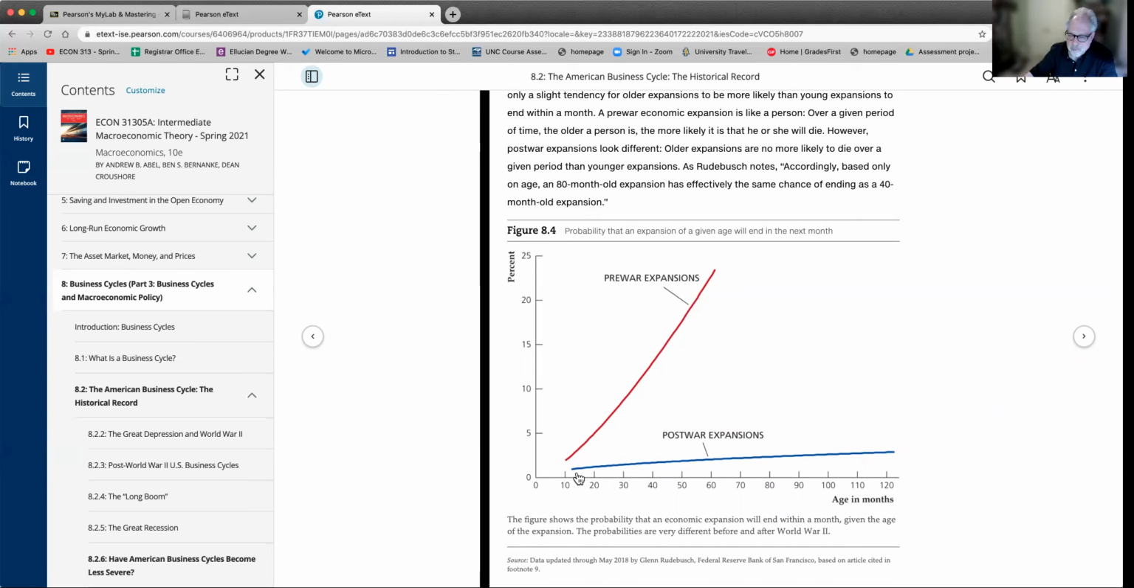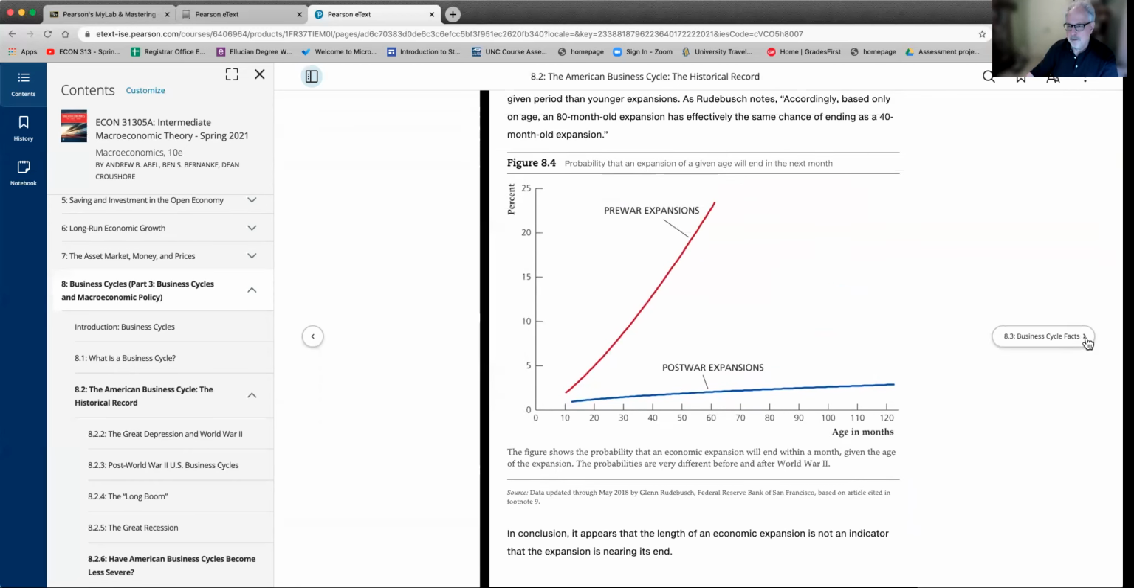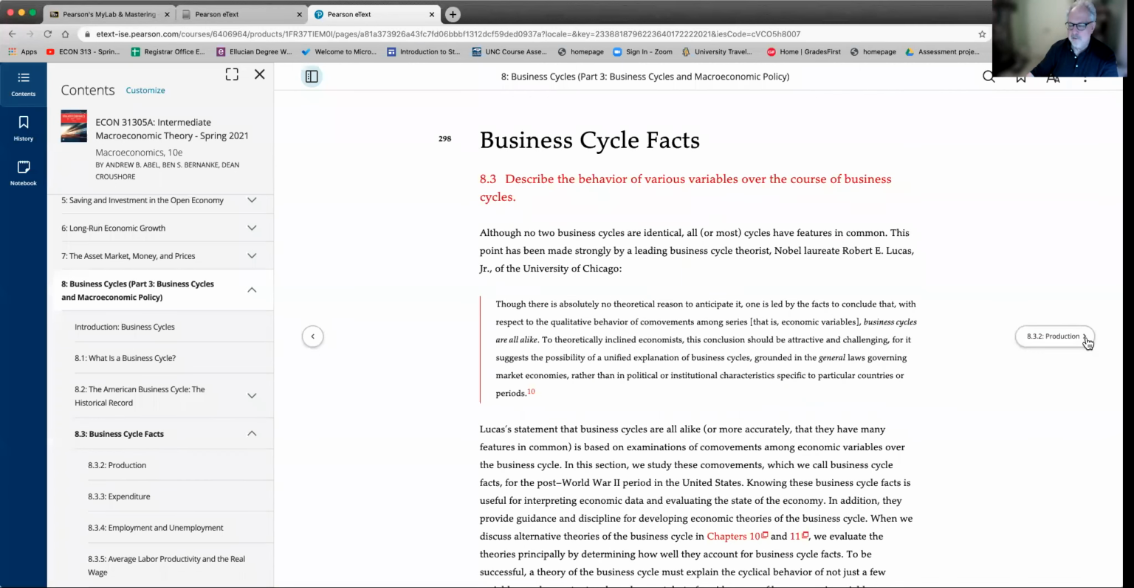So since post-war, since 1945 in particular, as the age of an expansion has gotten longer, the probability in percent terms that the expansion will end in the next month stays pretty low. That didn't used to be the case, but certainly since the 1940s or so, the last 75 to 80 years, that's generally been the case. So generally, economists don't believe that expansions just die of old age. There are reasons why that happens. In our case, COVID, most recently.